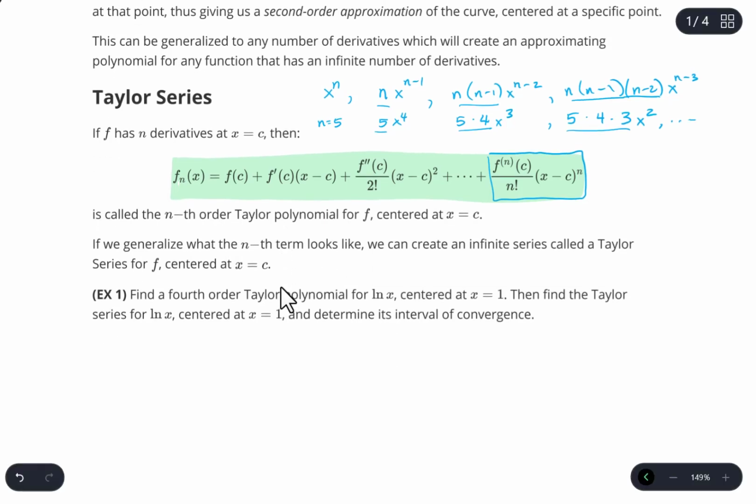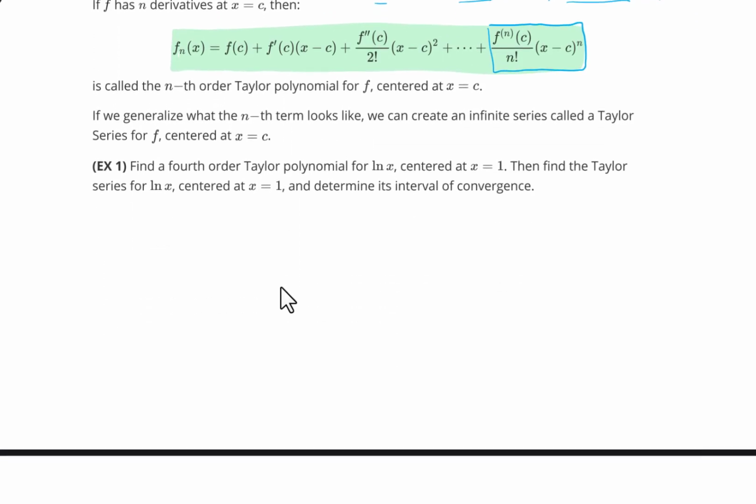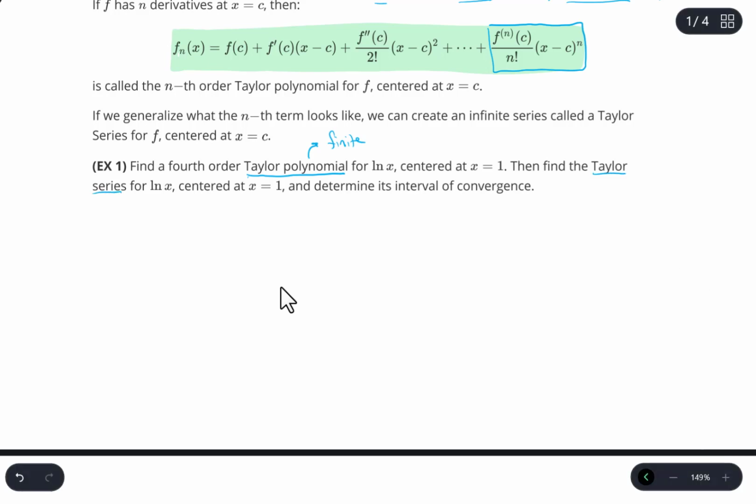In this first example, we want to find a fourth order Taylor polynomial for the natural log of x centered at x equals 1. Then we're going to find a Taylor series for the natural log of x centered at x equals 1 and determine its interval of convergence. Okay, so let's think about the terminology here. So the Taylor polynomial is essentially a finite polynomial, so it has a finite number of terms. All right, the Taylor series is an infinite long polynomial.